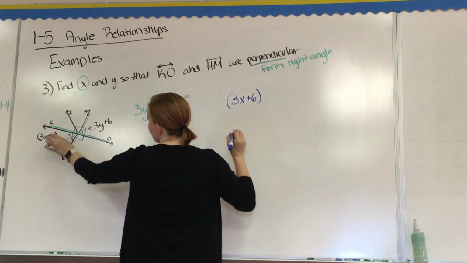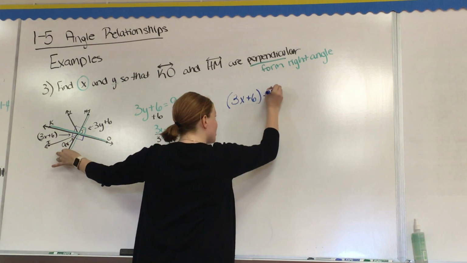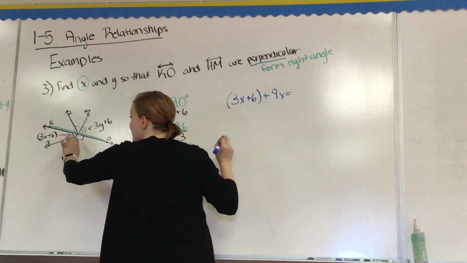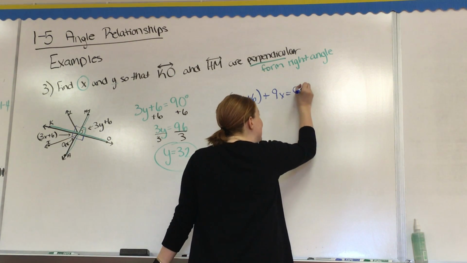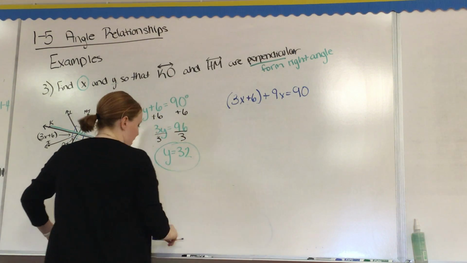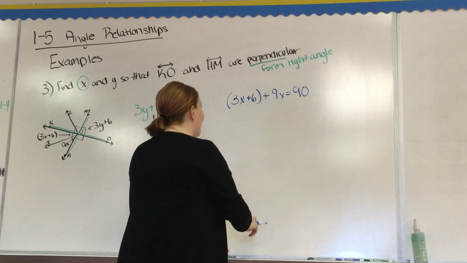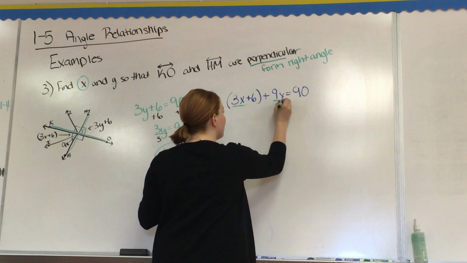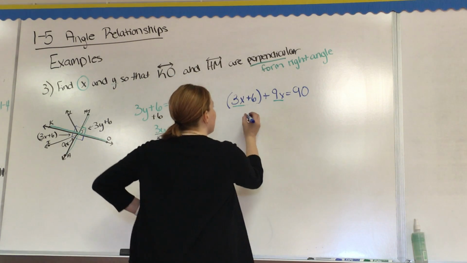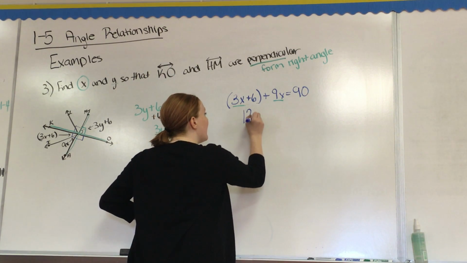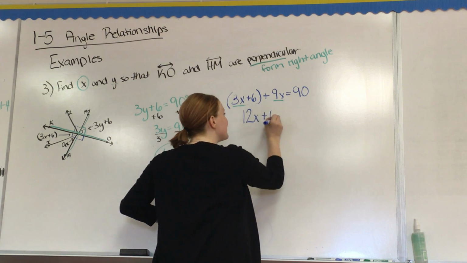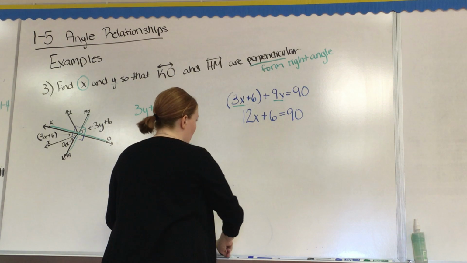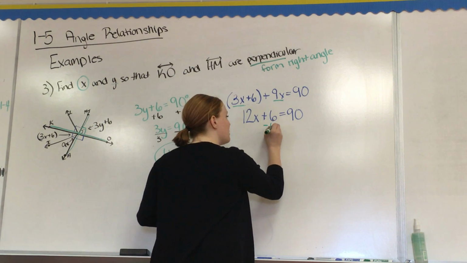That's that one section plus the other section plus 9x. And that full section is going to equal that 90 degrees. So how are we going to solve for x? We are going to first combine like terms. We have a like term there and a like term there. So we get 12x plus 6 equals 90. We're going to subtract 6 to both sides.